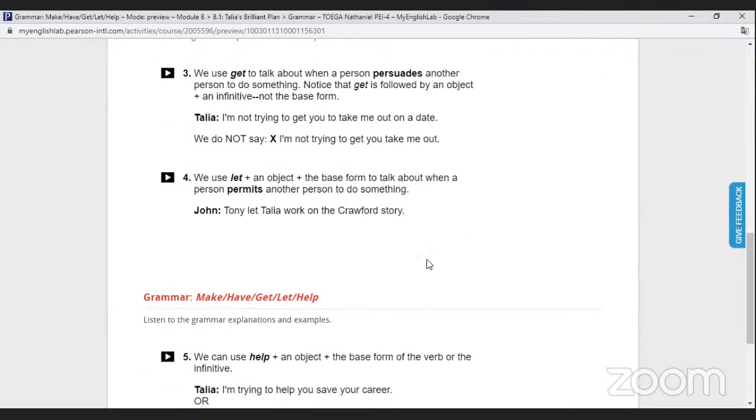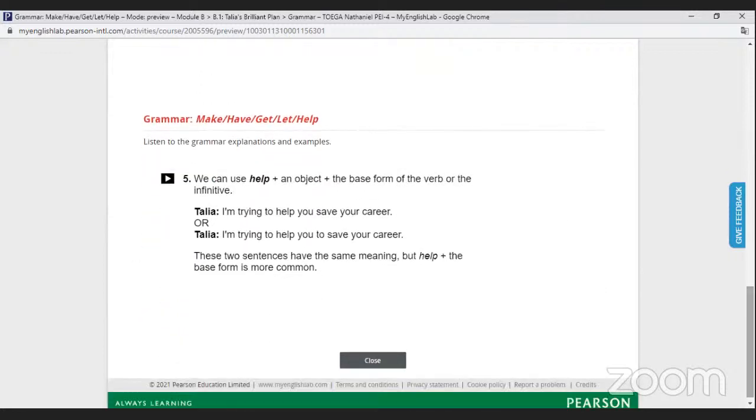In number four, with let, you can see we use let plus an object and the base form of the verb to talk about when a person permits another person to do something. Yes, you permit with this verb.